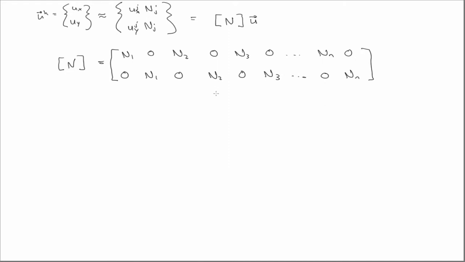And I want to apologize, I want to use a different symbol here. We'll use D for displacements, just so that we understand that these are the discrete nodal displacements. And that vector looks like this: u x for the first node, u y for the first node, u x for the second node, u y for the second node, and so on to u x for the nth node, u y for the nth node.